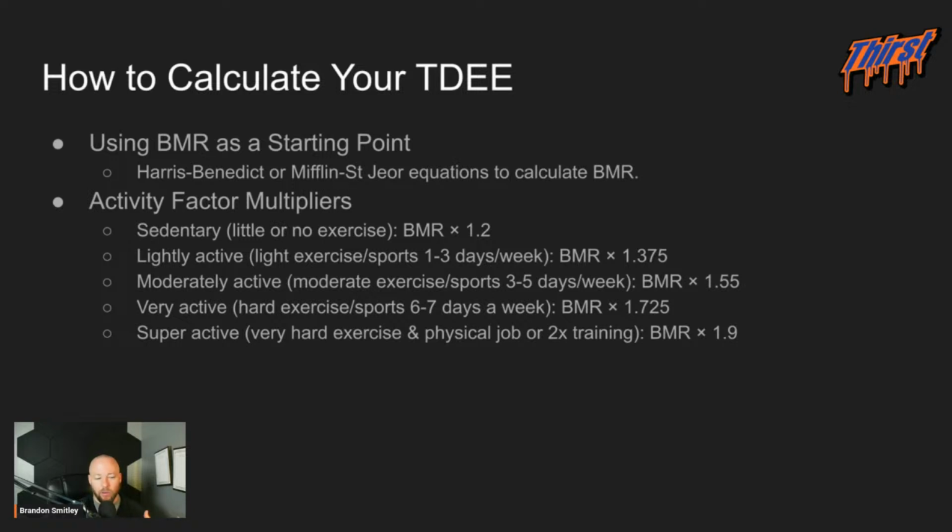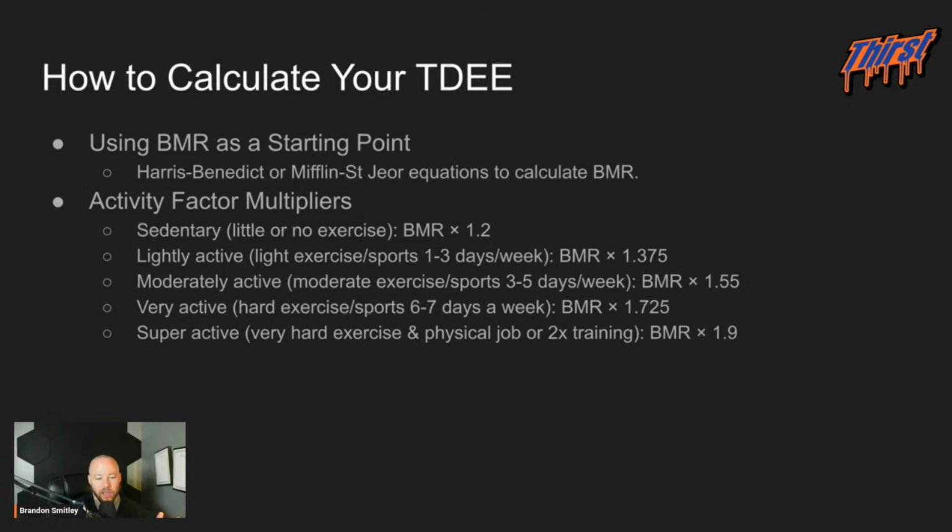And then we just continue to go: light activity, moderate, very active, and super active. Now, I can already give you some examples here. Light activity is light exercise or sports 1 to 3 days per week. So you might be going on walks a couple days a week. That's what I would consider light activity.